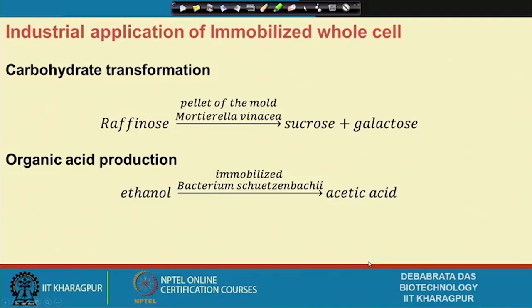Another industrial application is carbohydrate transformation: raffinose, in the presence of Mortierella vinacea, is converted to sucrose and galactose. Then organic acid: ethanol, in the presence of a bacterial species, is converted to acetic acid. Ethanol is converted to acetic acid.